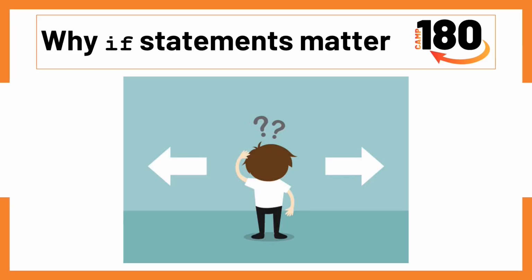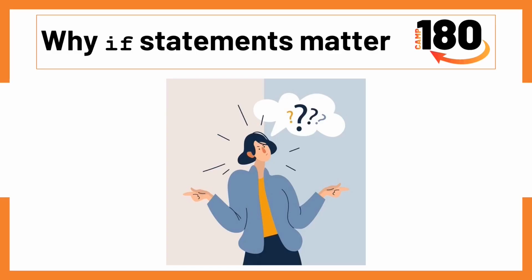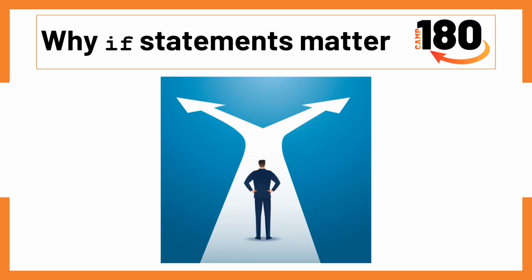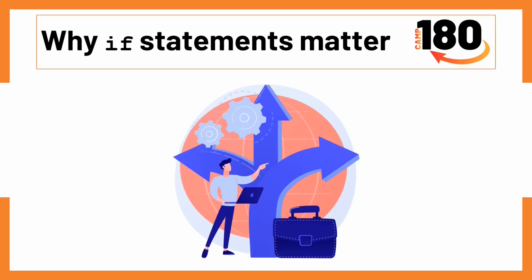In real life, we make decisions all the time. If it's raining, take an umbrella. If you're hungry, get some food. If you reach the finish line, you win. Computers also need to make decisions, and in Python, we do this with if statements. In game development, if statements are everywhere. If the player has 0 health, game over. If the score reaches 100, unlock the next level. If the character touches an enemy, lose a life. Let's see how this works in code.